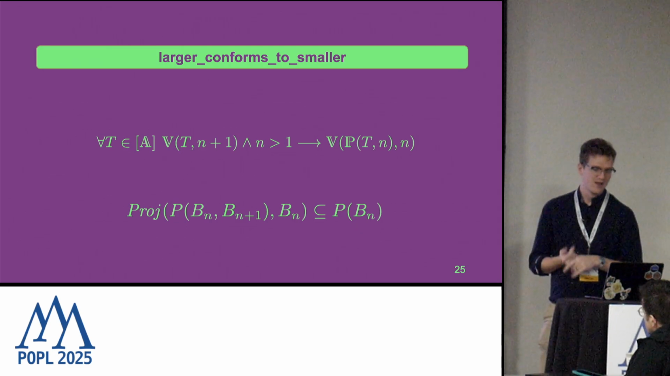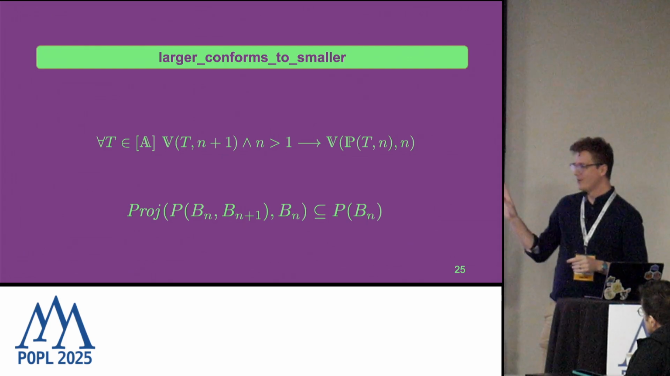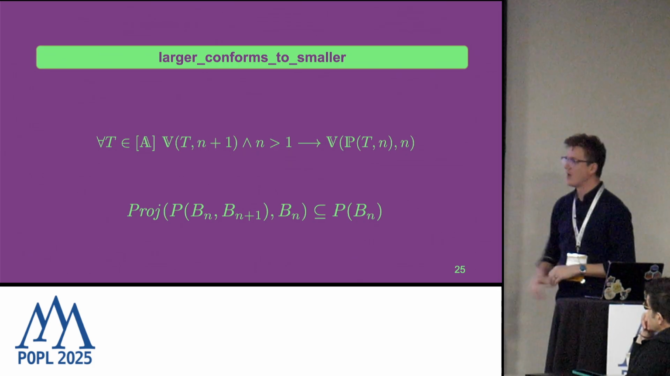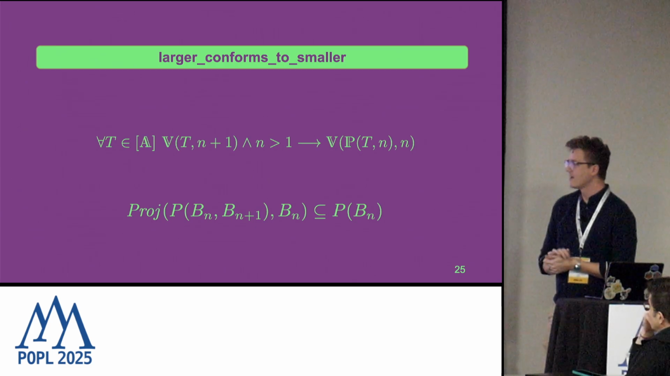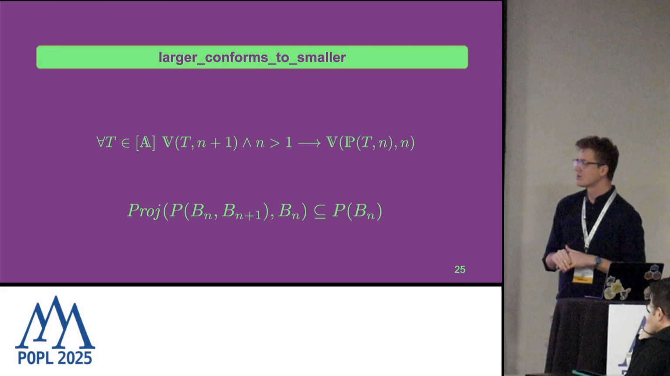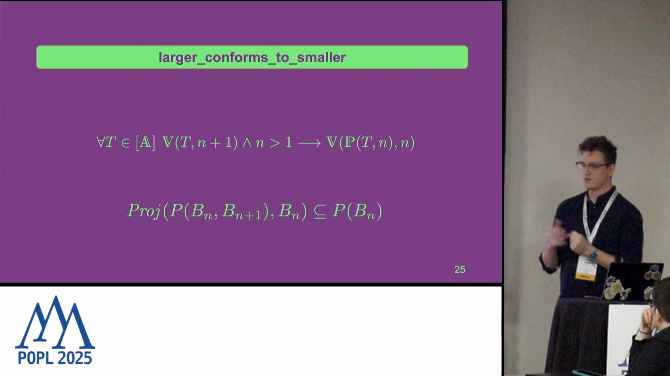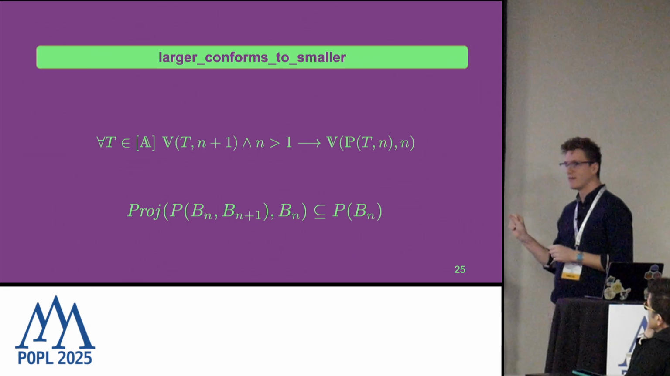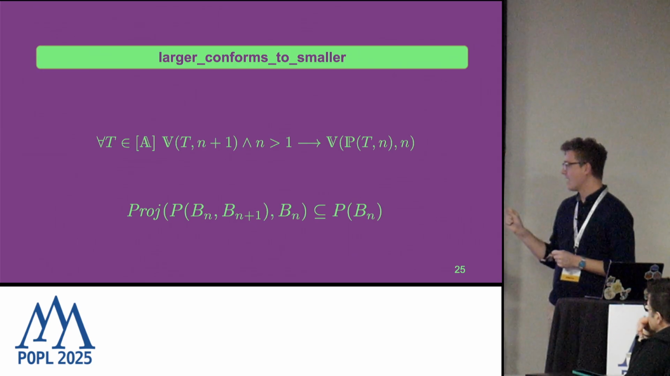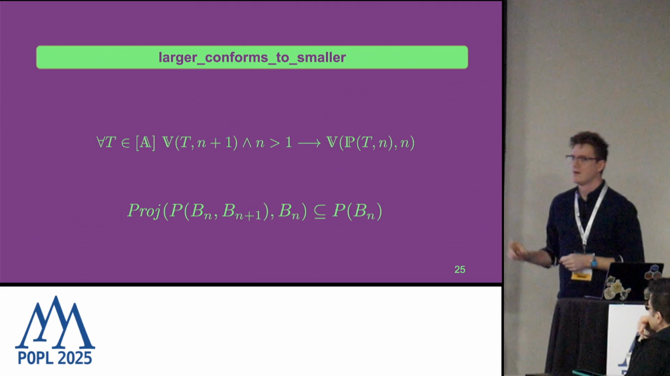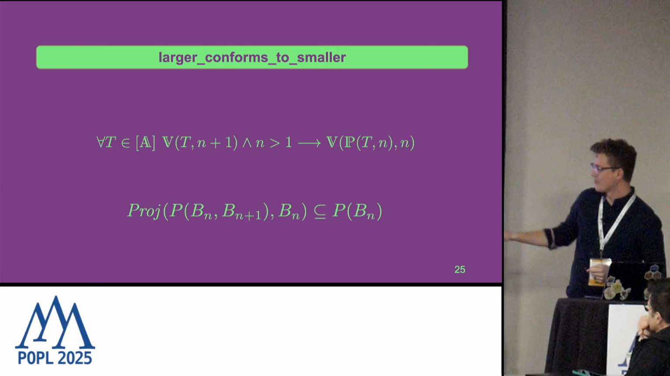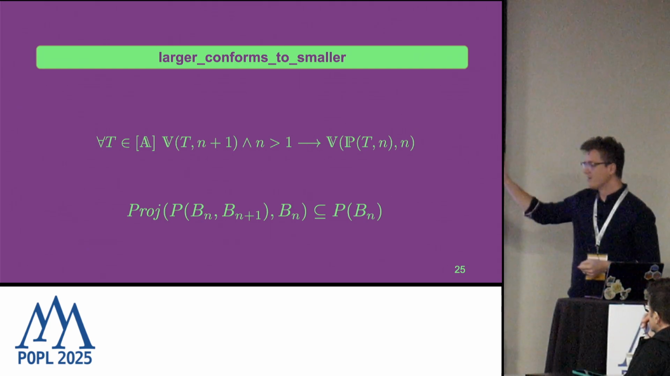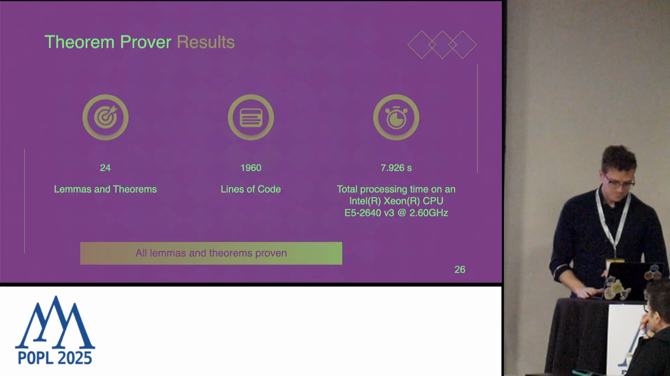It's a machine-checked proof. For some road markers along the way, the top-level proof is larger conforms to smaller, and we write it in this way. For all traces, it's an ordered list of actions. If that trace is valid for a system of size n plus 1 and n is greater than 1, then that implies that when you project that trace onto size n, it's valid for size n. And this is not quite exactly what we're looking for as far as what Dill would have written for it, but there's a theorem in the paper that shows that this property implies the conformance that we care about.